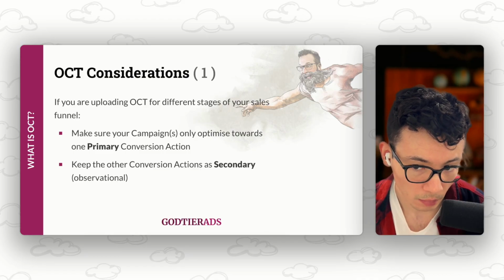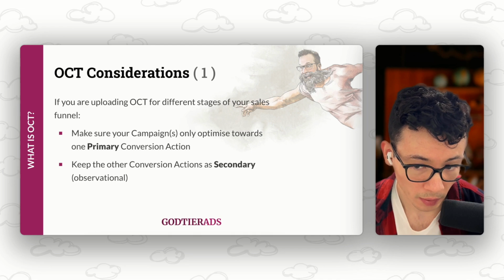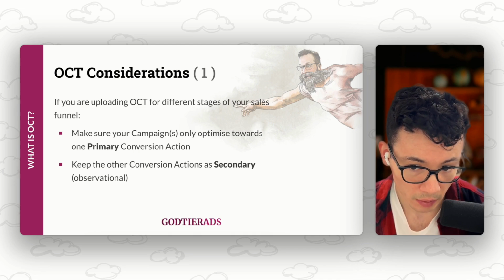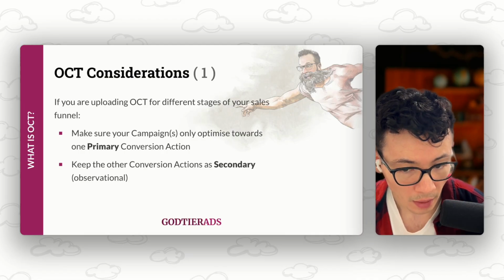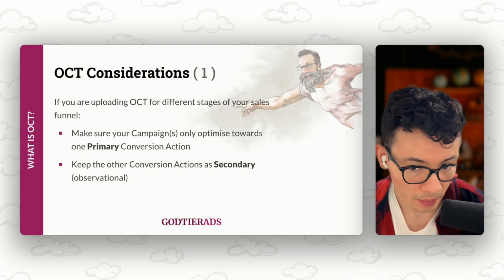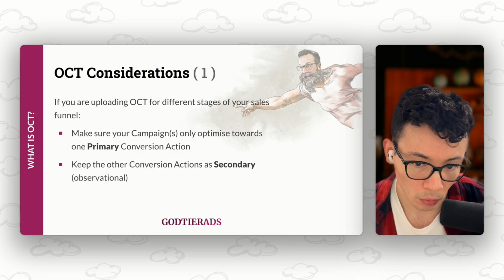We don't want to send multiple mixed signals because it makes optimization just not work as well. So keep the sales funnel step of your choice as the primary conversion action, so it only optimizes towards that. And then for the other sales funnel steps, keep them as secondary, so you can still use the data as observational, so it won't actually impact your or Google's optimizing.